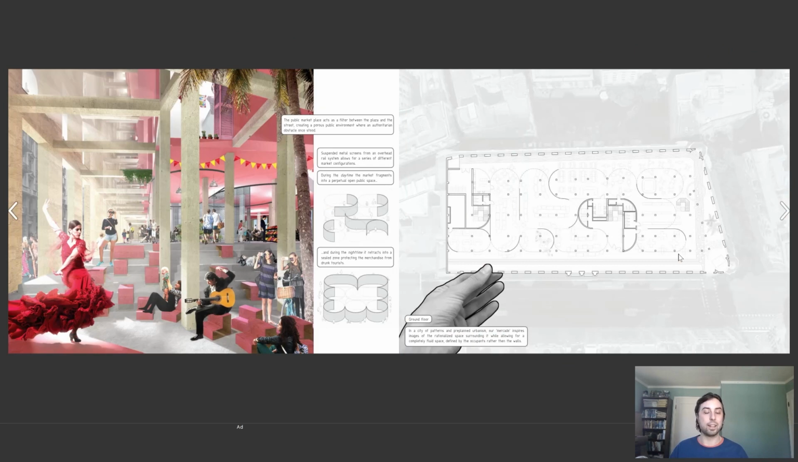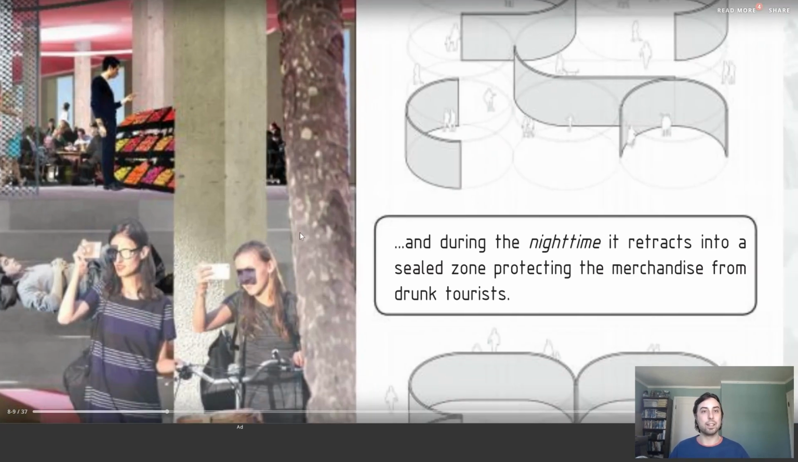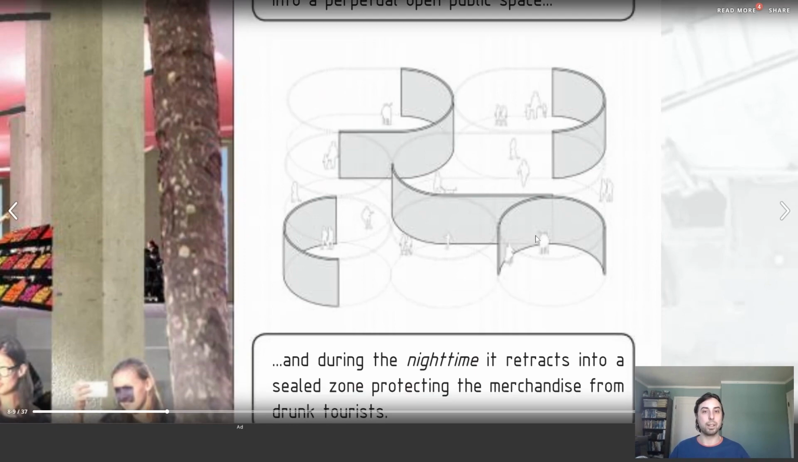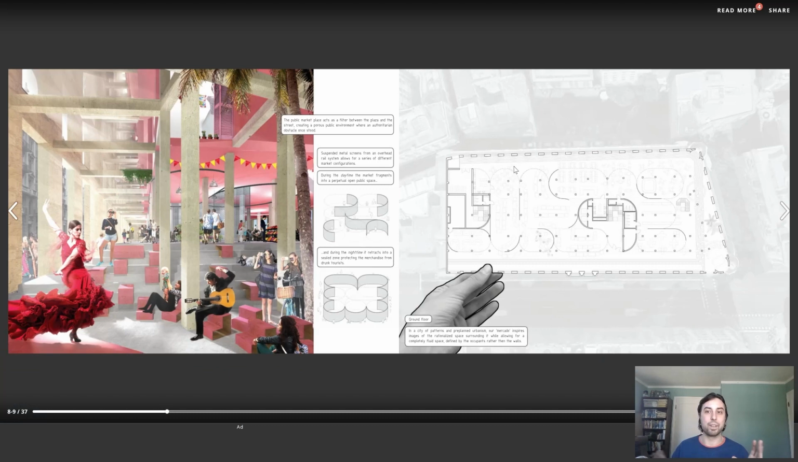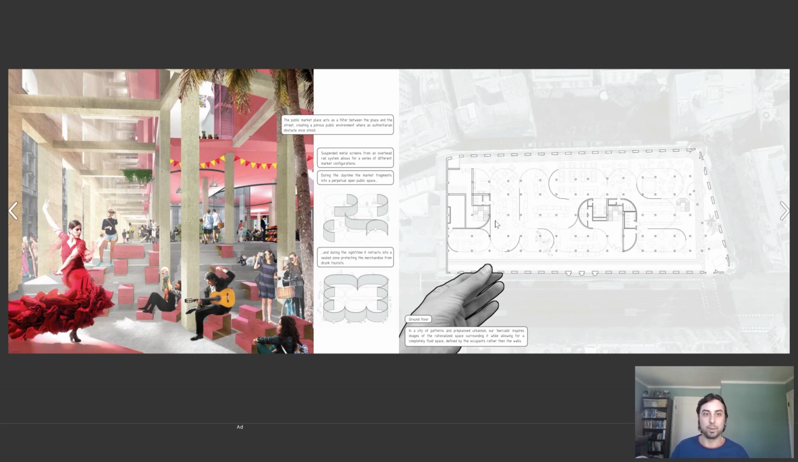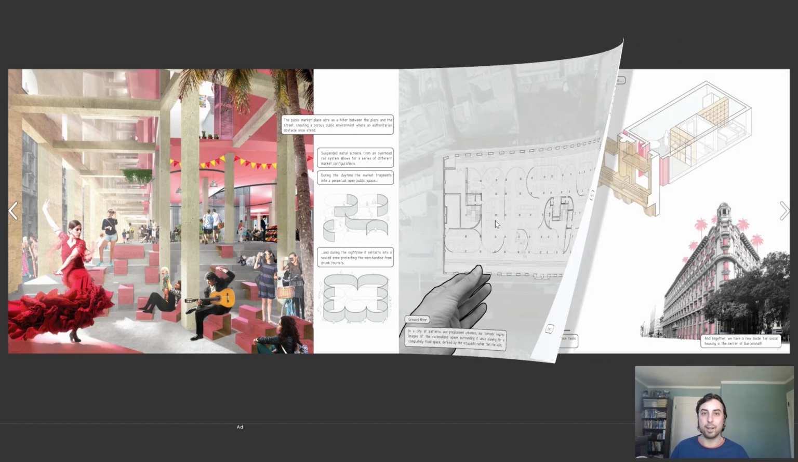So this is looking at the ground plane, which was a marketplace that we had this idea to create. It's a marketplace sometimes, and then during the nighttime it can seal up and become a defensible space, so you protect your vendors' wares and whatnot. I think this space turned out really successful in how people will use it. And I think in Barcelona, this would fit in perfectly with the vibe that is Barcelona in itself, especially in the Gothic quarter where this was located.